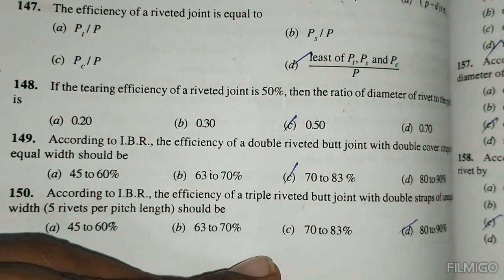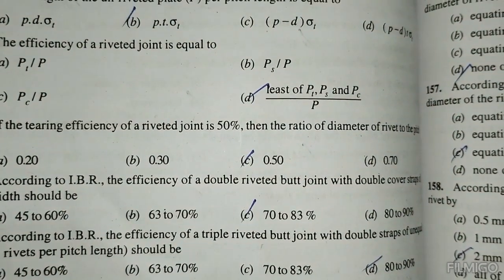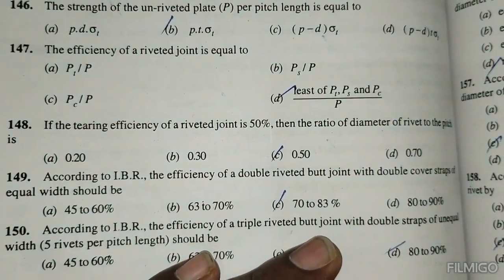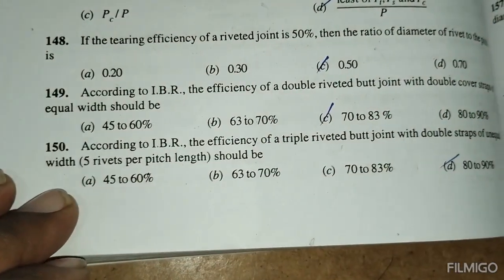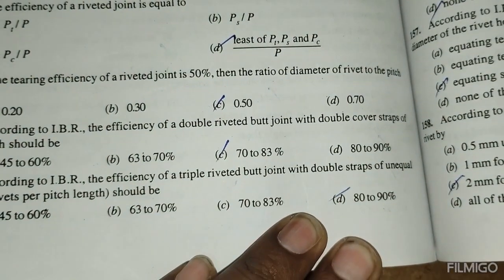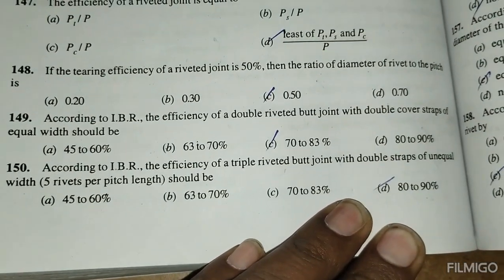According to IBR, the efficiency of a double riveted butt joint with double straps of equal width should be 70 to 83%. According to IBR, the efficiency of a triple riveted butt joint with double straps of unequal width with 5 rivets per pitch length should be 80 to 90%.